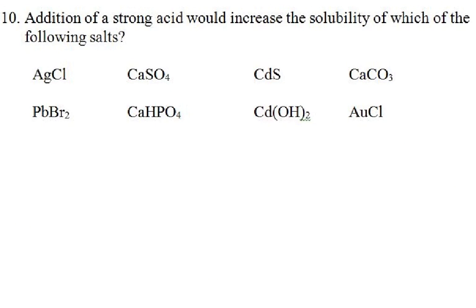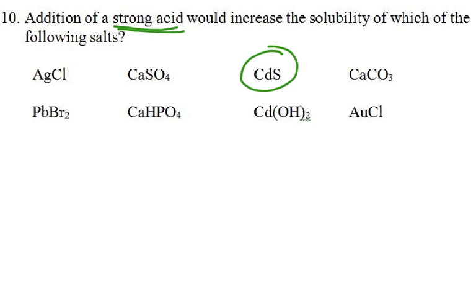Okay, the last problem is a little bit different, and this is if we were to put a strong acid into these solutions, and again these probably have low solubility, which ones of these would increase the solubility? And the idea is if the negative ion, if the anion comes from a weak acid, then what it's going to do is to affect the pH of the solution, because that will be the conjugate base. Let's take one example and see what happens. Let's just take cadmium sulfide.